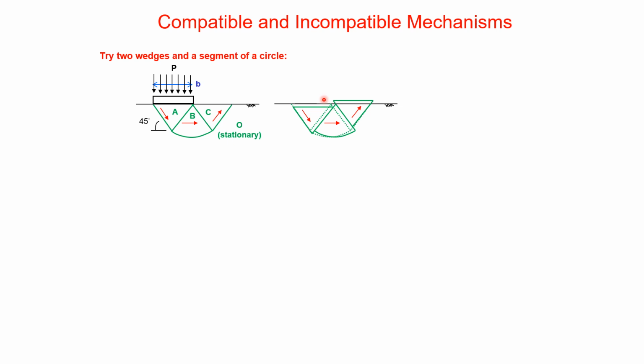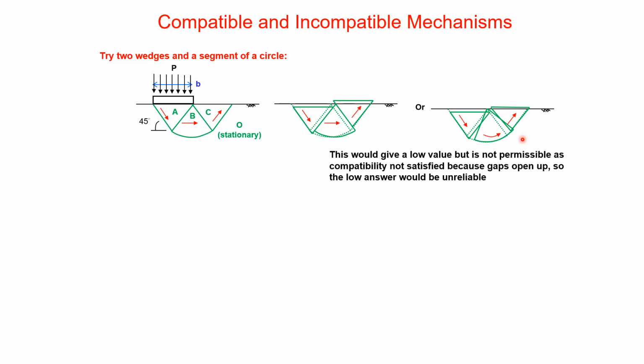And you see it's not going to work because if you try to move them, well, A will move down, but as B moves across, you're going to get a big hole in here and some soil eaten up here, and C moves up there, but it's not compatible. You can see that. Or if you try to move it like this, you'll get some holes here and some soil lost there. And if you try to rotate B, it's not compatible. So you would get a very low answer if you did that. I think you'd even get less than 5.14 SU, but of course it's wrong. It's not legal, and the low answer is unreliable because you're using a mechanism that is not compatible.